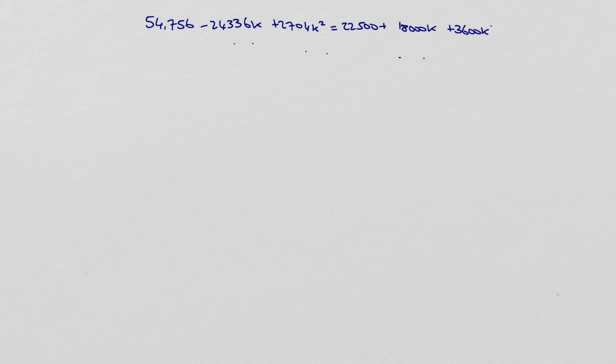So what that gives us then is 54,000, lovely big numbers here in this question, minus 24,336k plus 2,704k squared is equal to 22,500 plus 18,000k plus 3,600k squared. So dividing across and simplifying, so we're bringing everything to one side.